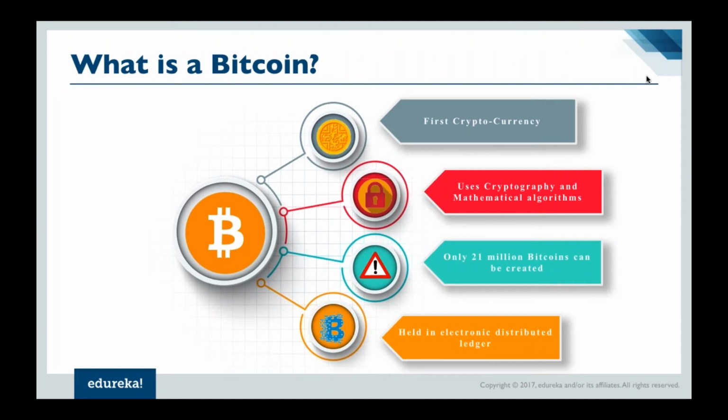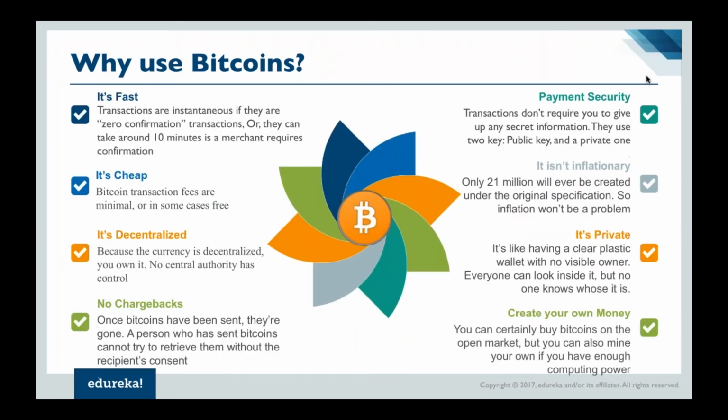So why do we use Bitcoin? There are a couple of important things we need to understand, because it's fast. Transactions are instantaneous if there are zero confirmations on a transaction, or they can take around 10 minutes on average if the merchant requires a confirmation. For example, you're going to a retail shop, you're buying something and making a transaction, paying the merchant using Bitcoin. There are a few merchants who accept Bitcoin for retail transactions as well.